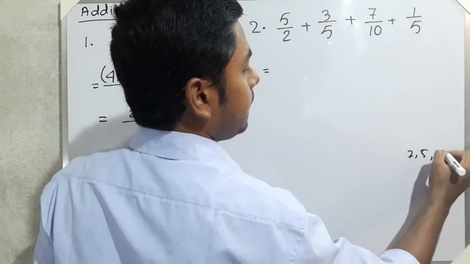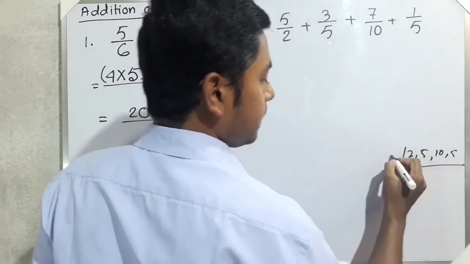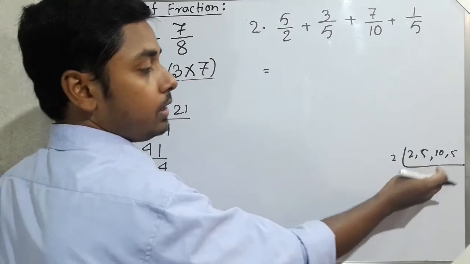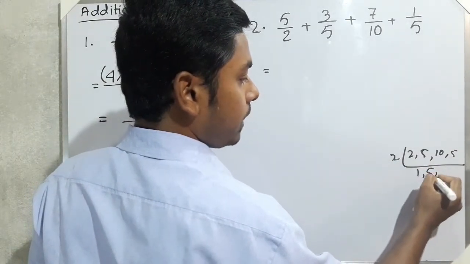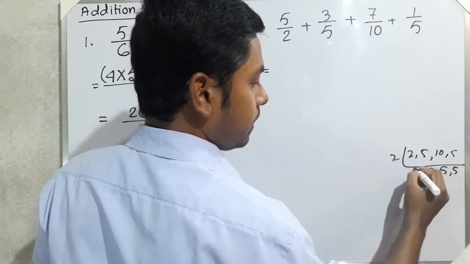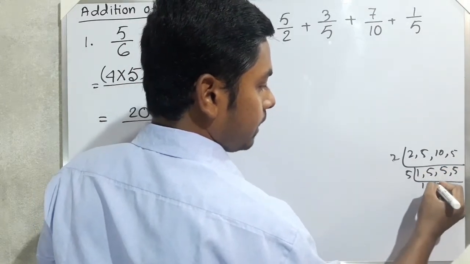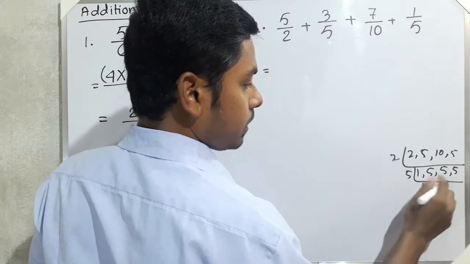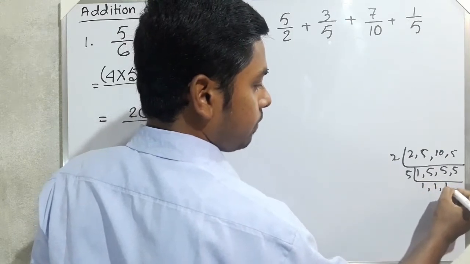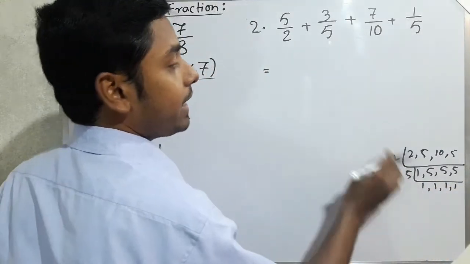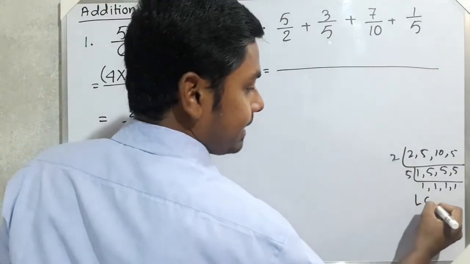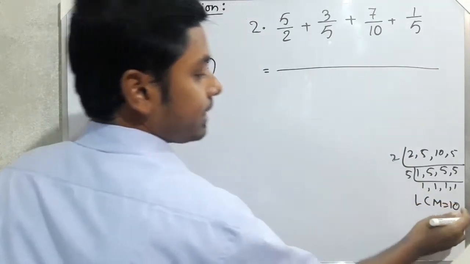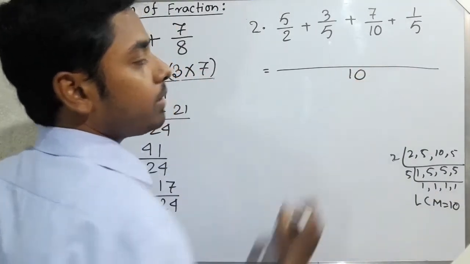We find the LCM in the rough. So 2 1s are 2, 5 2s are 10, 5. Then 5 1s are 5, 5 1s are 5. So what is the LCM? 10. So you have to take a line here, and write this LCM, 10, as the denominator.